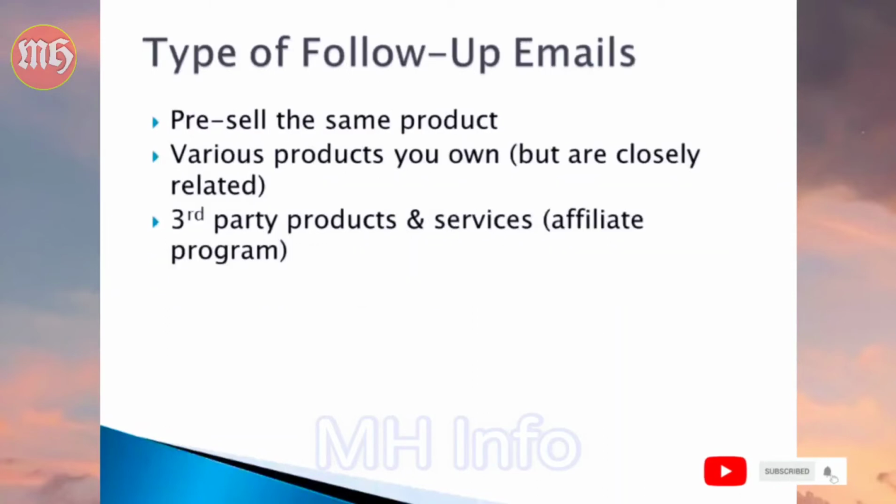Type of follow-up emails: pre-sell the same product, various products that you own but are closely related, and third-party products and services, like affiliate programs. There are basically 3 types of follow-up emails you can write to be set on autopilot with your autoresponder. The first is that you can pre-sell the same product over and over again. If a subscriber joins the mailing list, always supply a link back to your sales letter or the offer you're promoting.